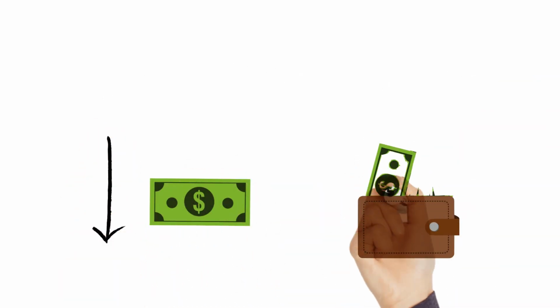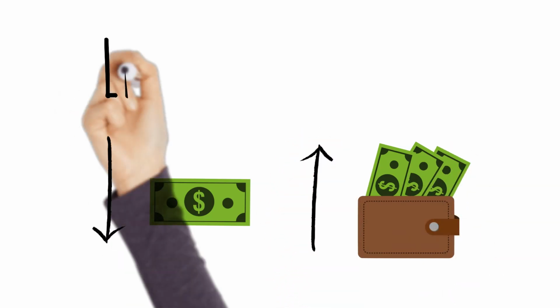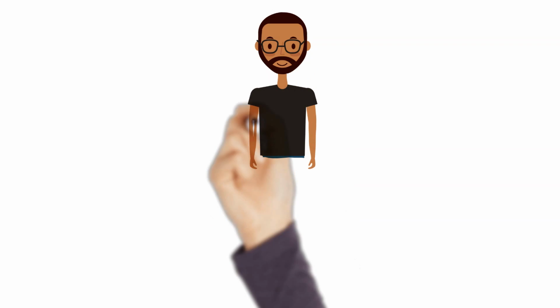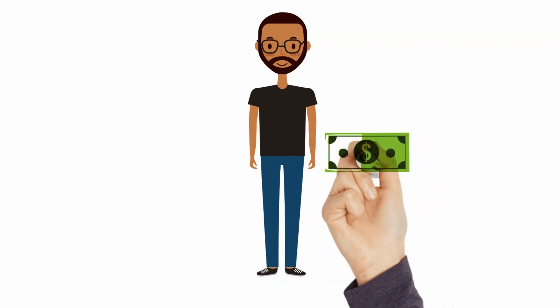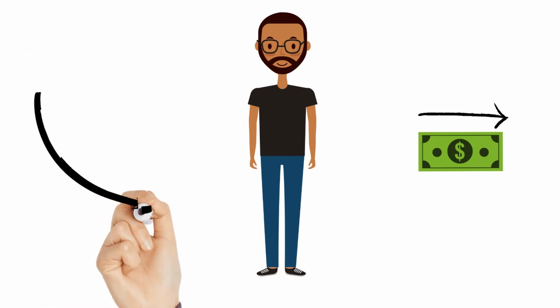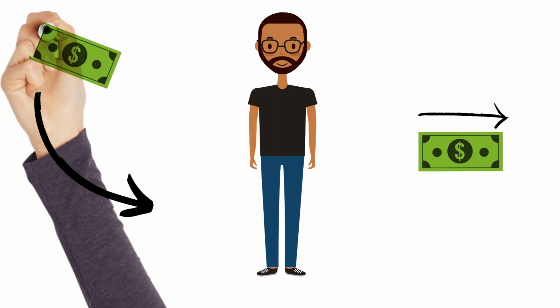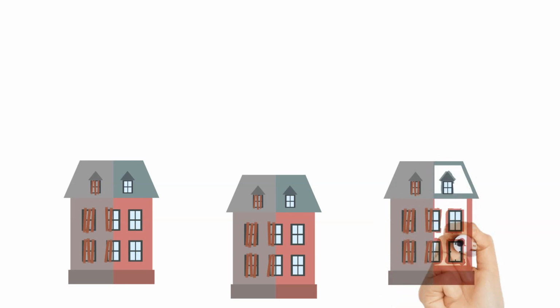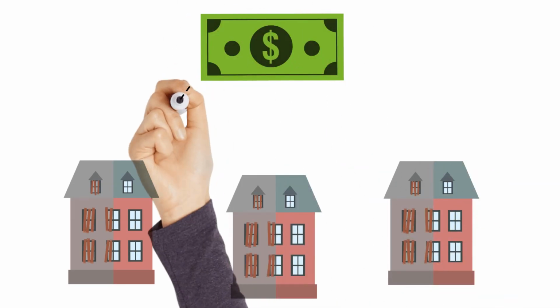Today, let's dig deeper into the first cash flow strategy: putting less money down. Investors who take this approach aim to limit their initial outflow so they can keep more money in their pocket, which gives them the opportunity to buy more homes with the same money.